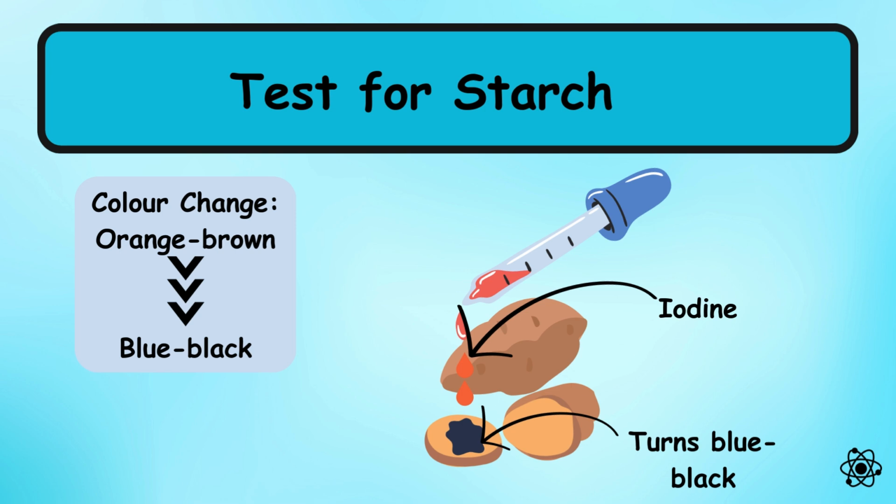Here is a picture to show this test. As you can see, a few drops of iodine are poured onto a potato. Since potatoes contain starch, the orange-brown color of the iodine turns blue-black.